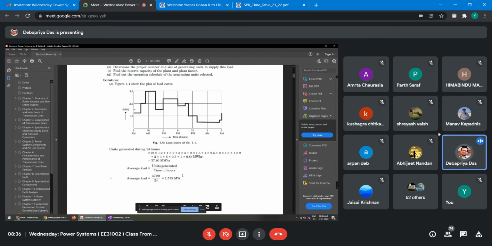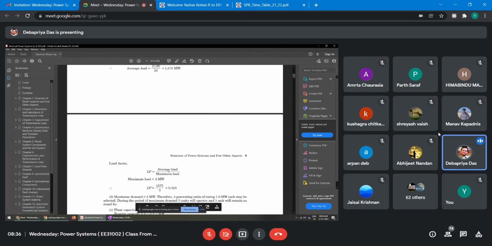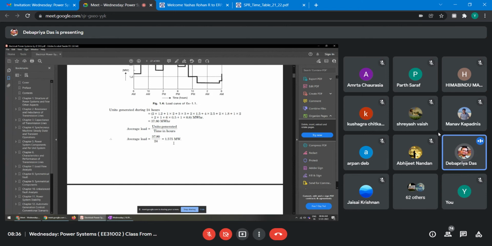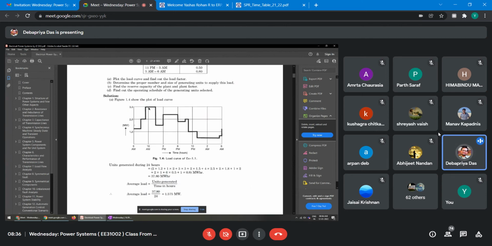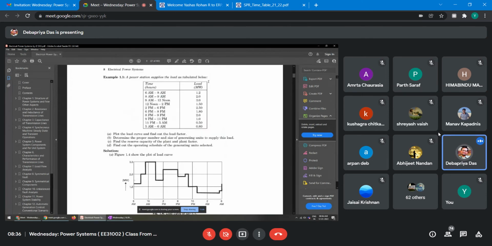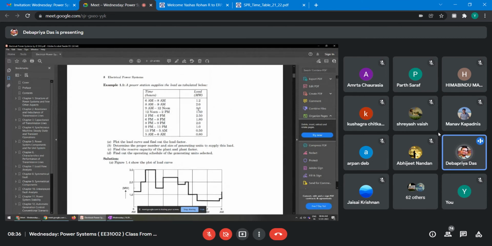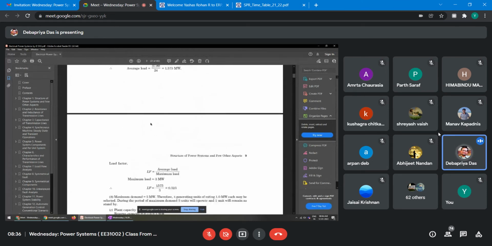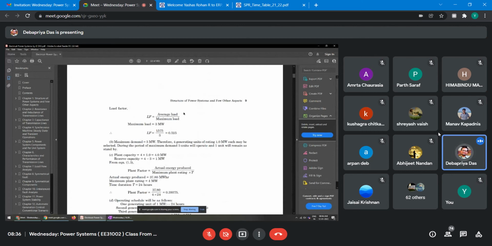And then load factor will be average load by maximum load. So average load is 1.575 megawatt, and maximum load is 3 megawatt. This is the 3, because out of all this, you can see 3 megawatt is the maximum. So load factor will be 1.575 divided by 3, so 0.525. This is the load factor, right? Then maximum demand is 3 megawatt.